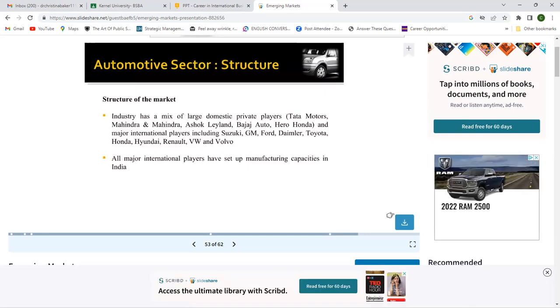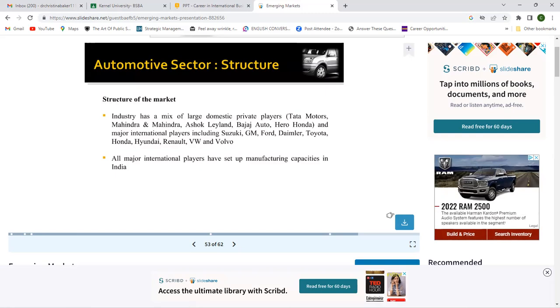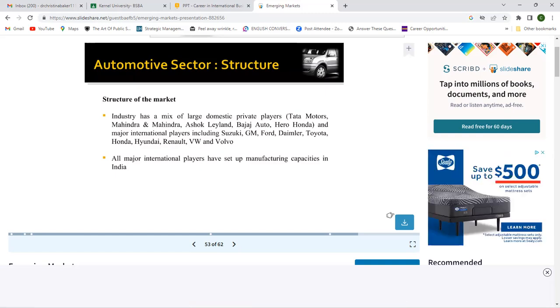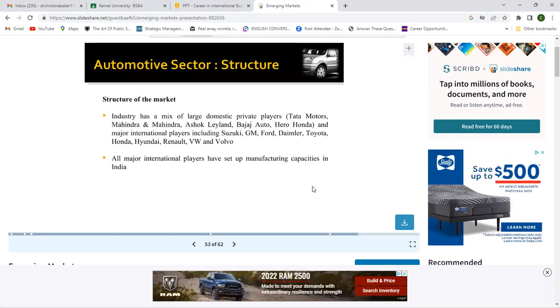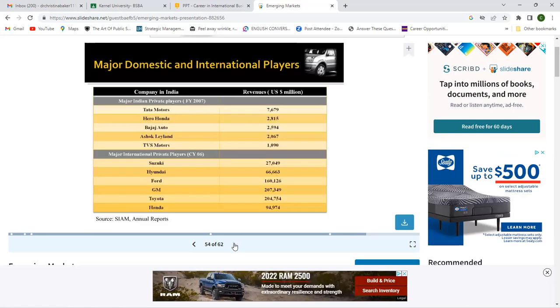Structure of the market. The market has a mix of large domestic private players like Tata Motors, Mahindra, Ashok Leyland, Bajaj Auto, Hero Honda, and major international players including Suzuki, GM, Ford, Daimler, Toyota, Honda, Hyundai, Renault, VW, and Volvo. All the major international players have set up manufacturing capabilities in India. Here are some companies in India.